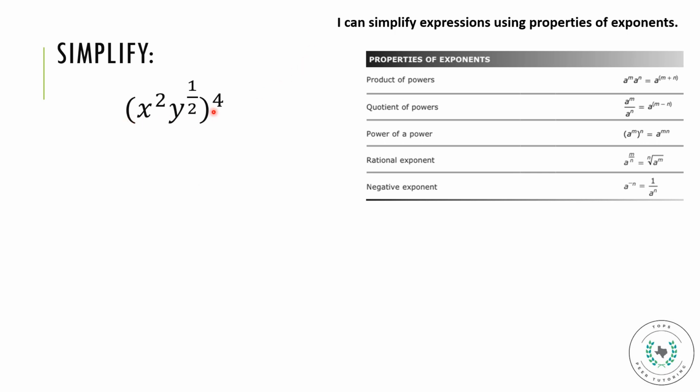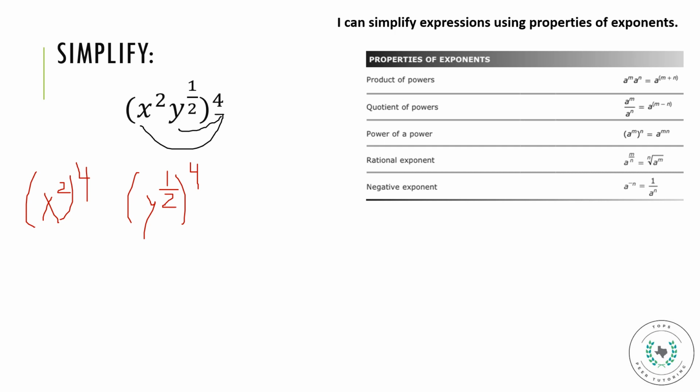Now, remember, try to distribute this exponential value first. So this power of 4, put it to the x to the power of 2 and y to the power of half first and foremost. So we can split this up into x squared, and then you have the 4, and y half, and then you have 4 again.